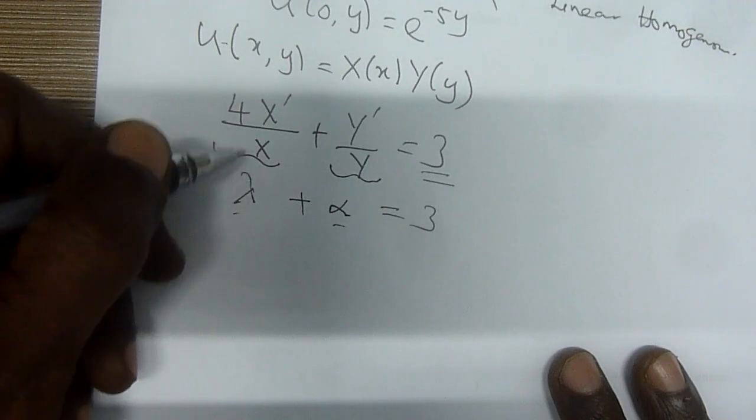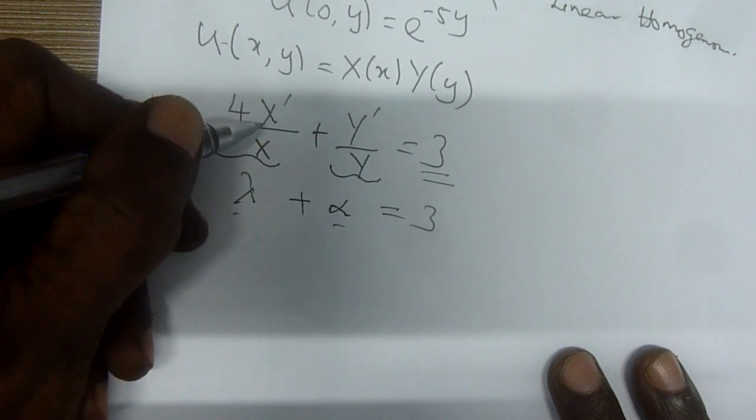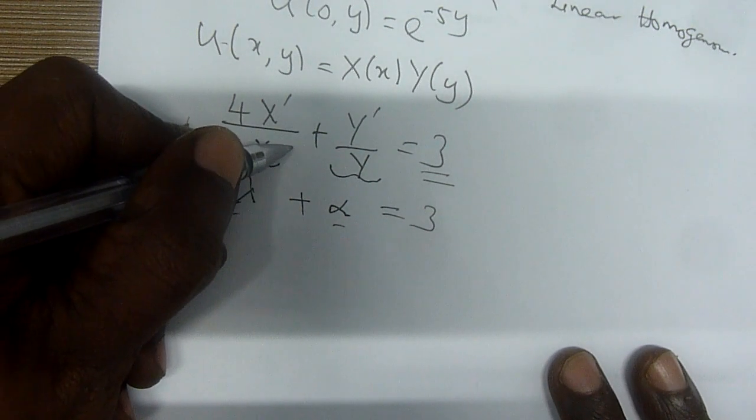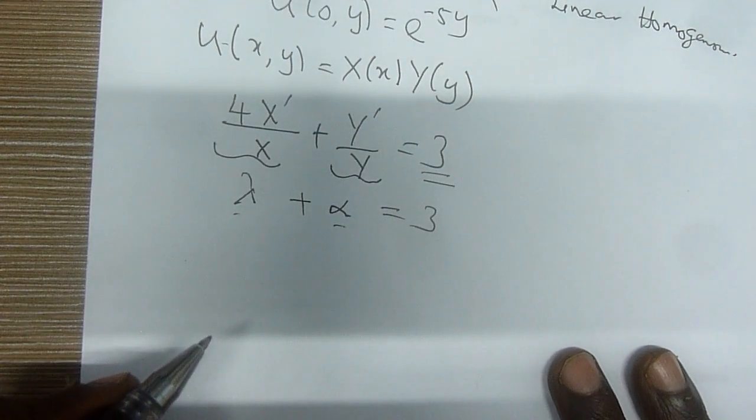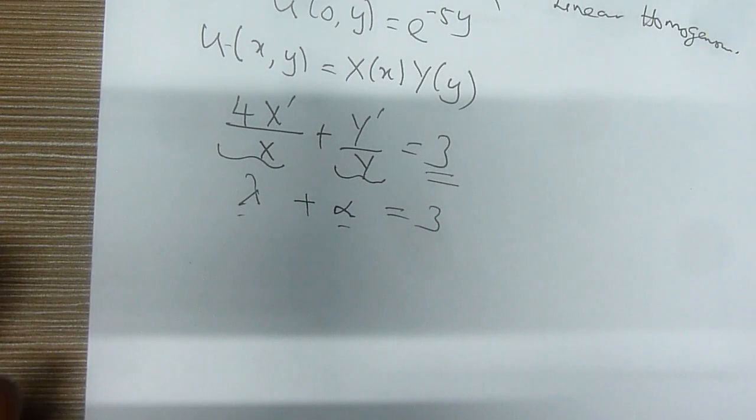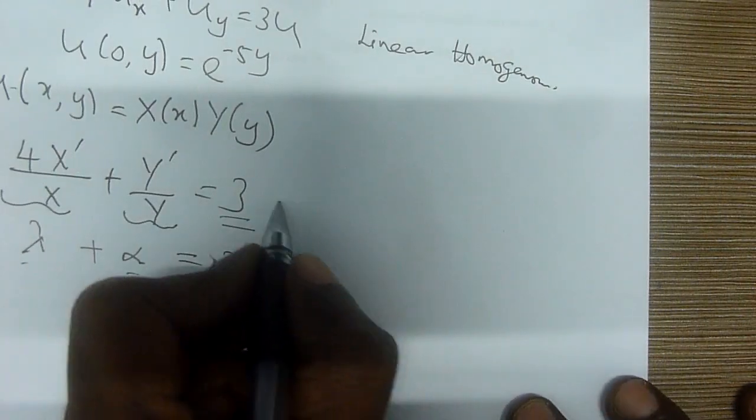Okay, if you can solve and think, hey, can I equate this to lambda and this to another, but the combination must give me this. Okay, if you don't get it clearly, you see it this way.